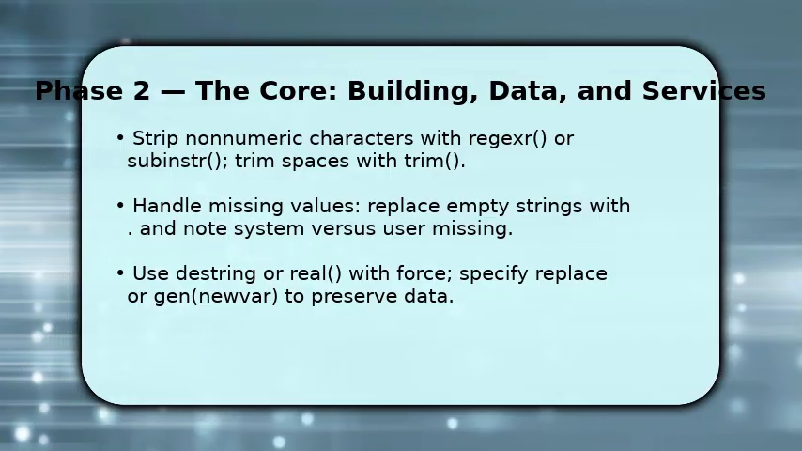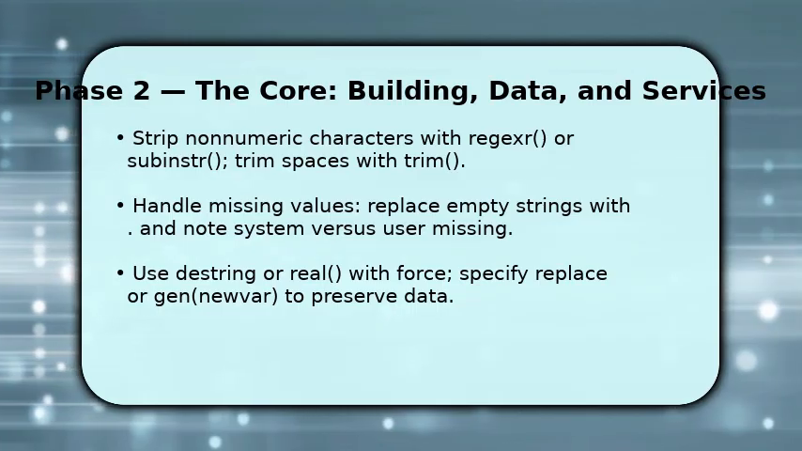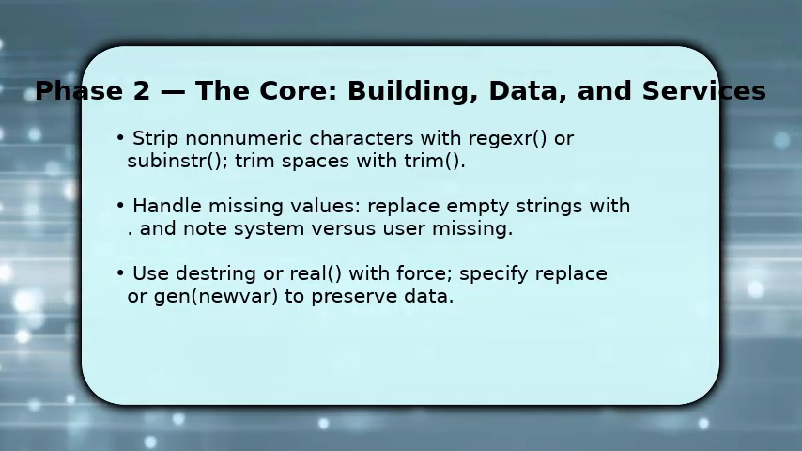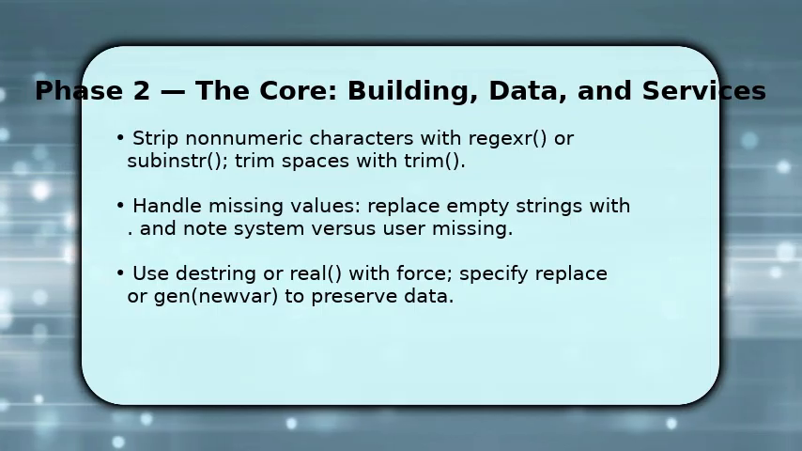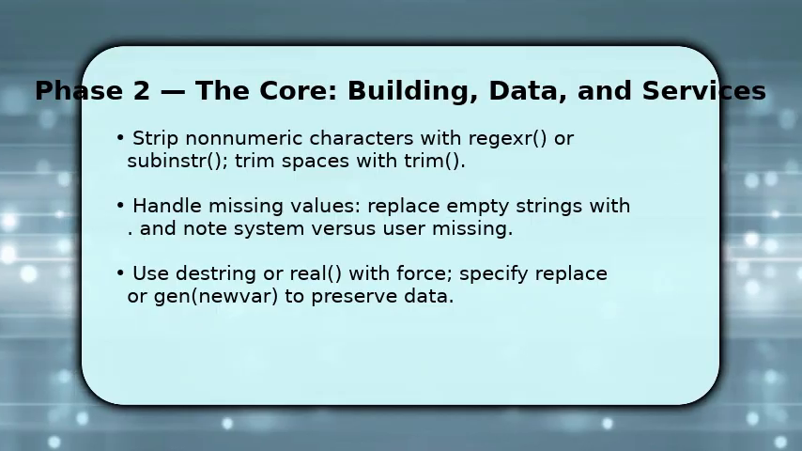Once cleaned, use destring for integers or real. Inside, generate if you need control: destring, replace, or generate, newvar, and the force option only when necessary. Doing this prevents silent conversion errors and preserves original values for verification.